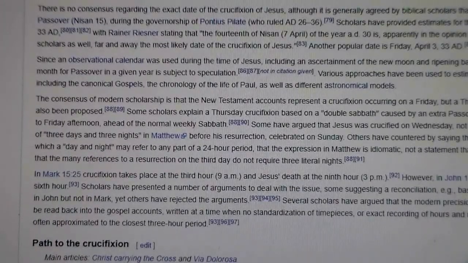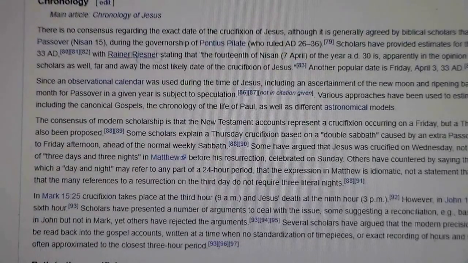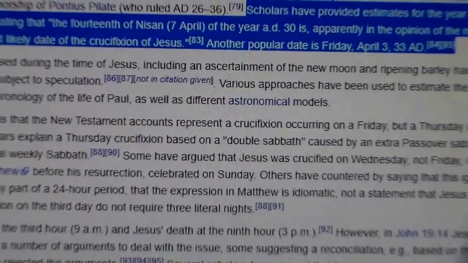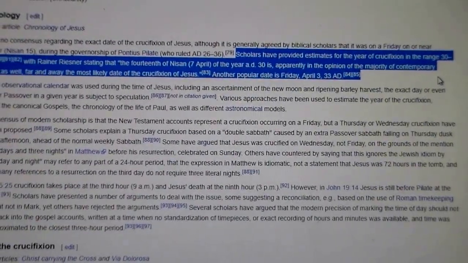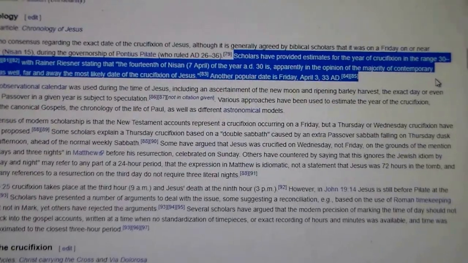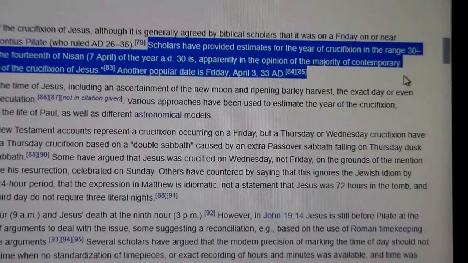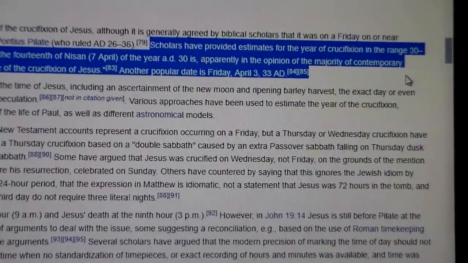Here we go. So it says right here, I don't know if you can see that. It says scholars have provided estimates for the year of crucifixion, and they range from 30 to 33 AD, right?